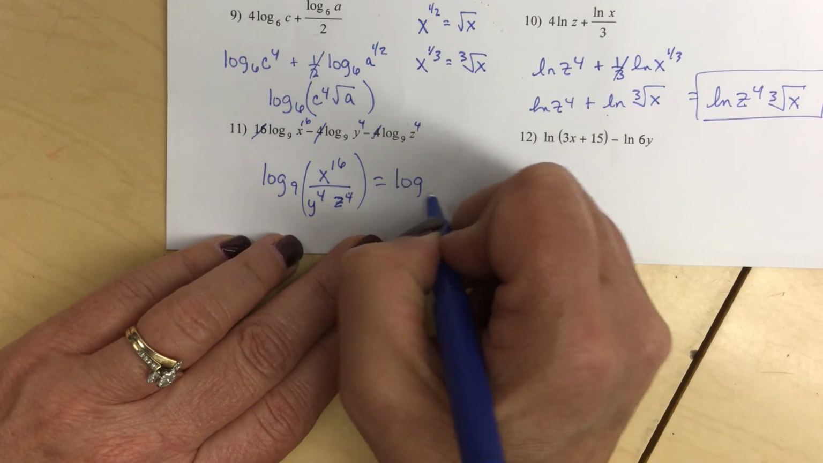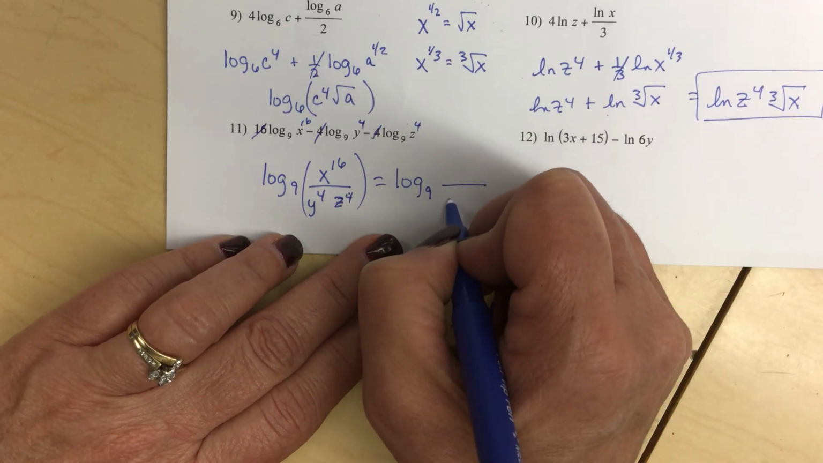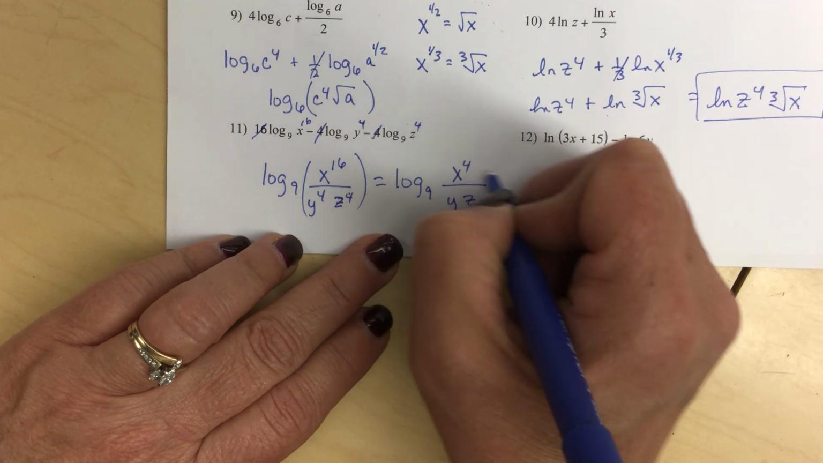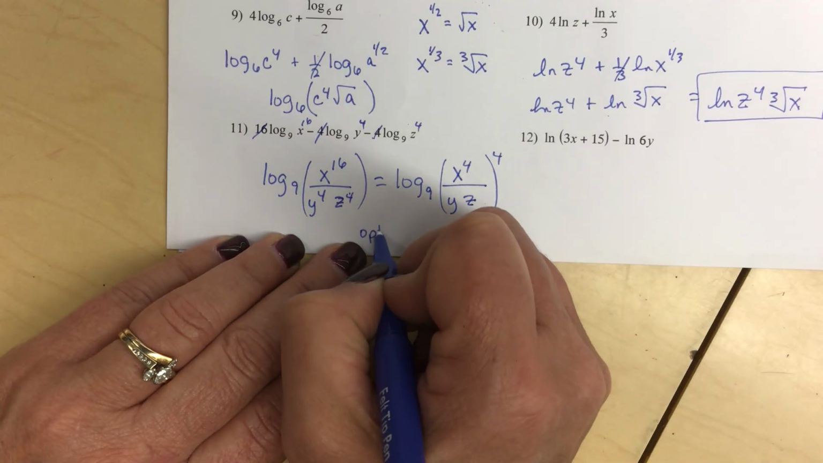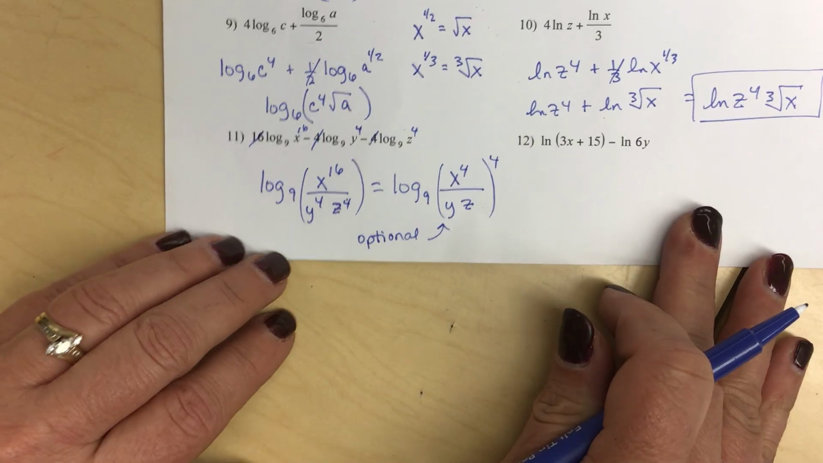Now some of you have noticed that you could divide this some more, like simplify this some more. Either way is fine. You could say the bottom is y times z, and the top is x to the 4th, and then the whole thing to the 4th power. That is optional. Okay? You can do that if you want to. It means the same thing.